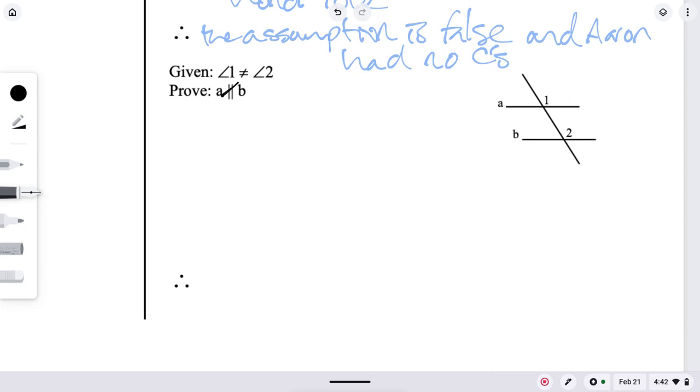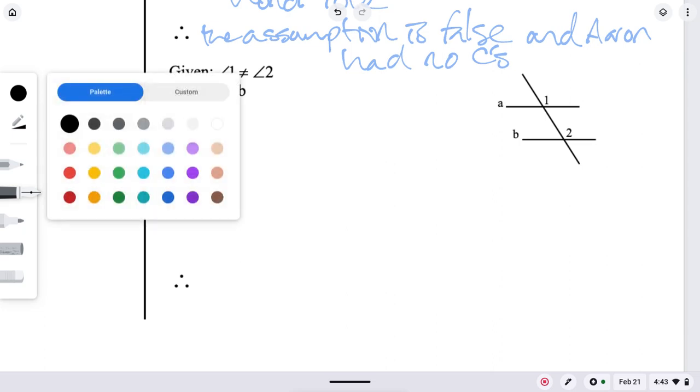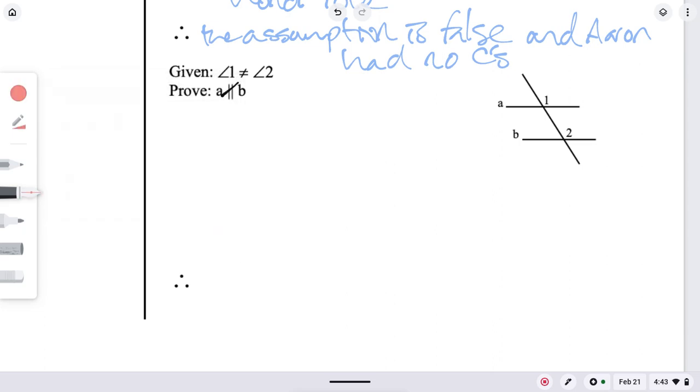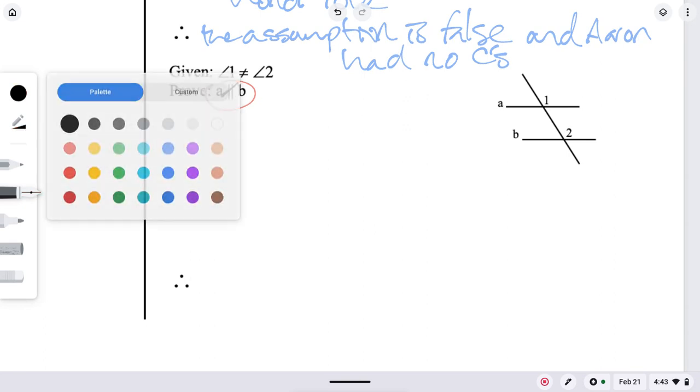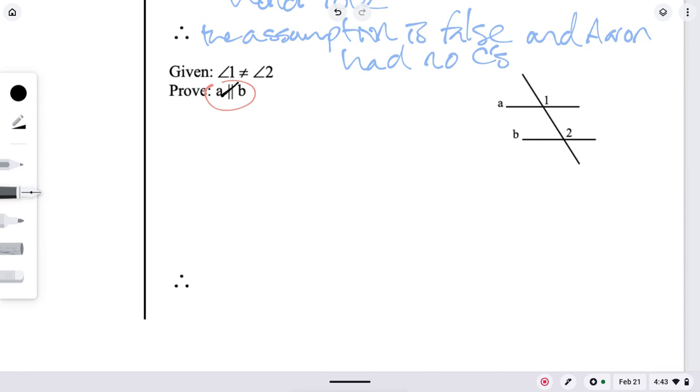So in my next example here, I had to make a little adjustment there, so make sure you do that yourself. This was supposed to say not parallel. A is not parallel to B. So make sure you do that yourself. But I'm going to go through it one more time, right? Assume temporarily that A is parallel to B. So that's the opposite of what my prove really says.